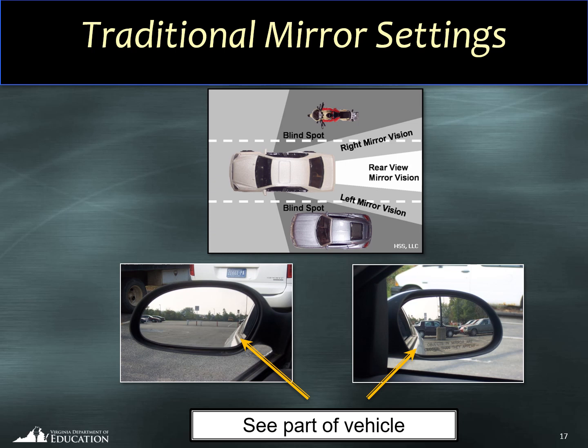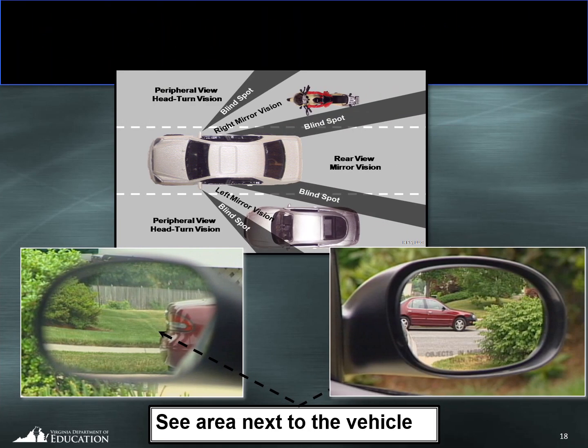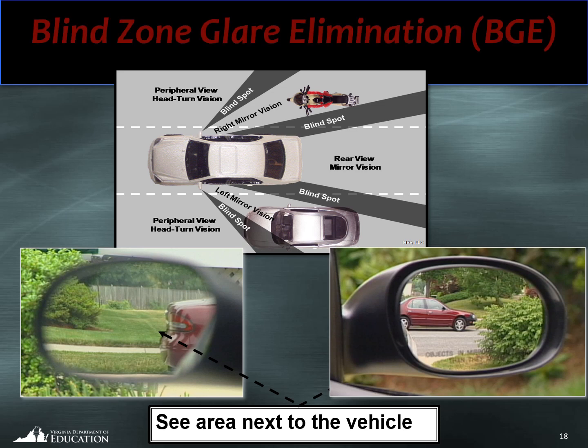Okay, and this is just what you would see in your traditional mirror setting. The zones are here, but as you can see, this is what you would see from the driver's seat. As you adjust your mirrors to the proper setting, the BGE, your vision is greatly improved. You can see better areas around your vehicle.